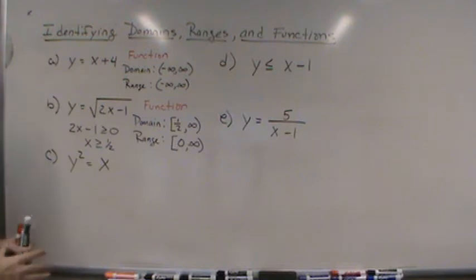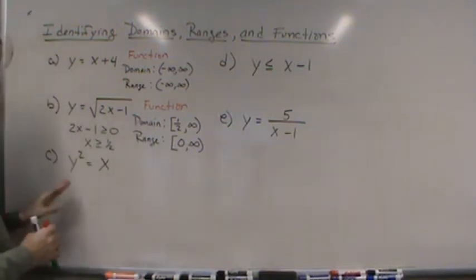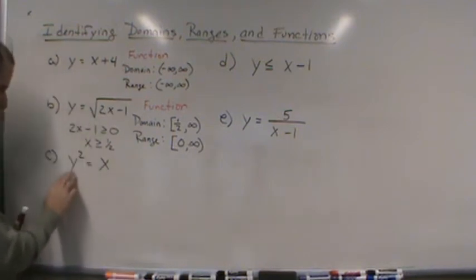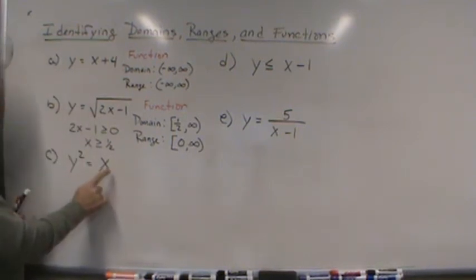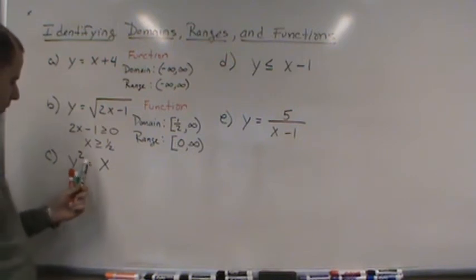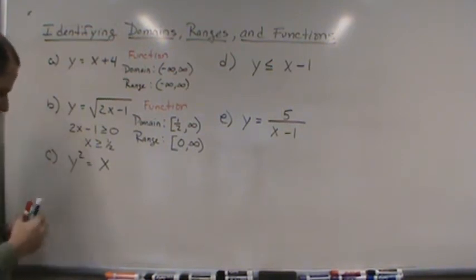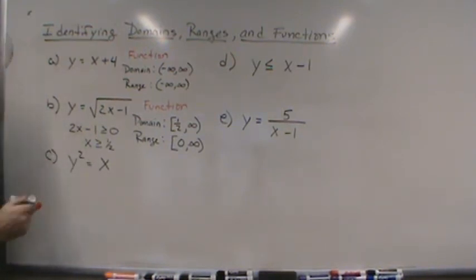So again, just look at these three things. Okay, now let's look at C. Now C has the expression y squared equals x. So let's start with deciding whether this is a function or not. The first thing I'm going to ask is, again, for every value of x, is there only one value of y? Well, here, we've got this y squared, so let's stick a number in here.